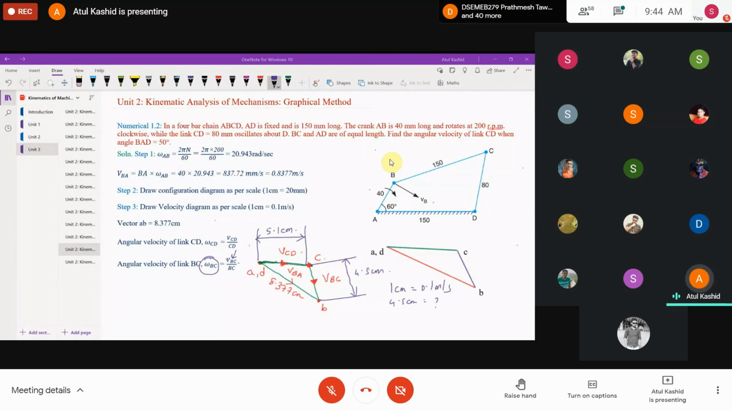For example, some students will take some different scale, but taking a different scale is not going to change your answer. The way you draw it on the sheet is going to change your answer, because if you don't draw it exactly parallel to that configuration diagram, then you may end up with different answers for everybody. So students are going to get a different answer as per their drawing. It depends upon how you draw, and the answers will be different.